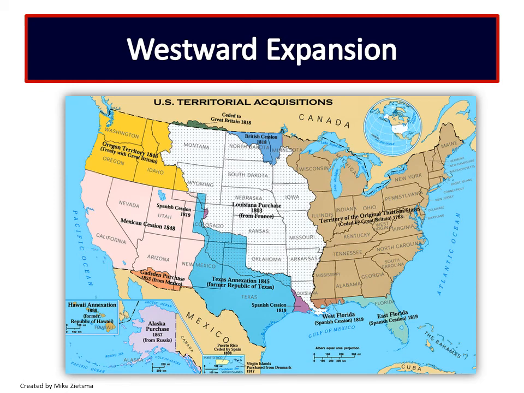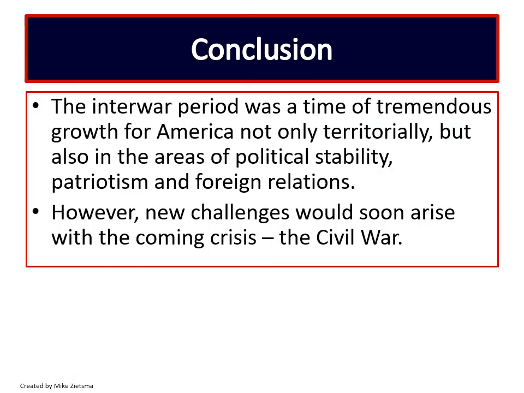Westward Expansion. This map provides a very clear overview of the territorial acquisitions of America during the interwar period. The interwar period was a time of tremendous growth for America, not only territorially, but also in the areas of political stability, patriotism, and foreign relations. However, new challenges would soon arise with the coming crisis, the Civil War.